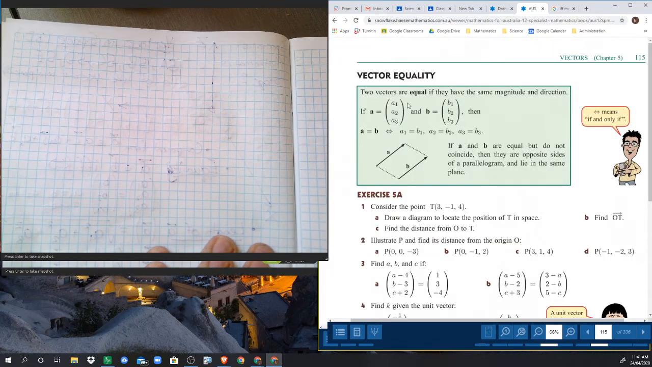All right. Two vectors are equal if they have the same magnitude and direction. All right, and that symbol means if and only if. So, yeah. If A and B are equal but do not coincide, that means they don't share a common point, then they are opposite sides of a parallelogram. So, like, you can always draw them parallel to each other, and then you can basically join the ends, and these ends will be equal distance. So the idea of parallelism as well is you have vectors that are equally distance apart, so it would form a parallelogram. All right.